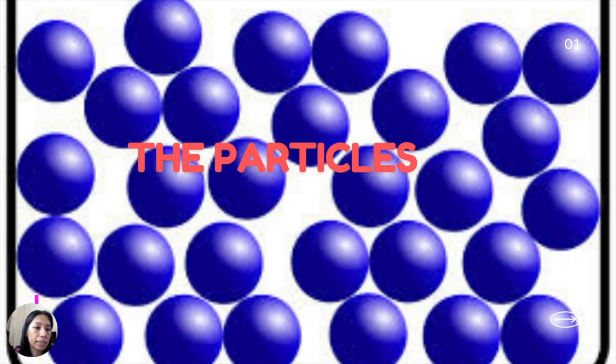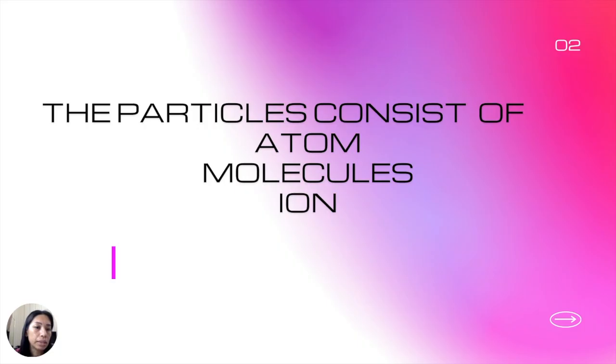When we talk about particles, we are actually referring to atoms, molecules, and ions. There's always a difference between atoms, molecules, and ions, so we have to look at every one of them. All substances consist of one of them, not all at once, but either one. Either it is atom, or it is molecule, or it is ion.